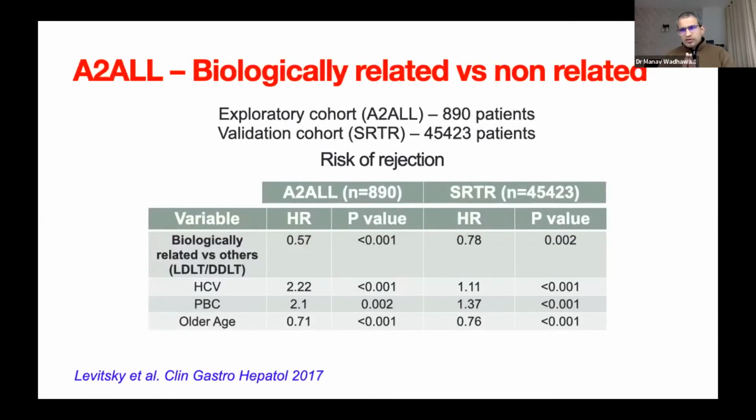recipients require less immunosuppression. And this has been shown very well in the A2ALL study. I'm not quoting literature here. You can go back and read this. In 2 cohorts, biologically related donors and recipients, the risk of rejection was much lower. The protocol was absolutely the same.